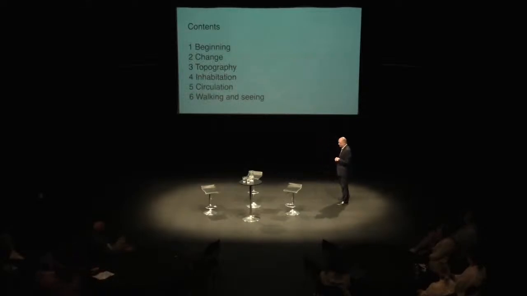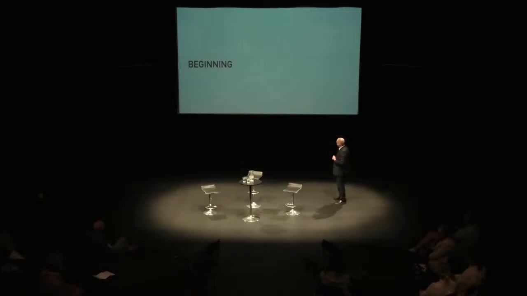We're going to be looking at six different things. In the beginning, change. I want to talk about a theory of change. I want to talk about the topography of Folkestone and how we flow through it, how that topography has been inhabited, how we circulate through that urban environment overlaid on the topography of Folkestone. And last, I want to go back to the point that was made earlier about walking and seeing, and a very powerful way of trying to get a grip on a town. So let's go to the next slide. And in the beginning, next one.